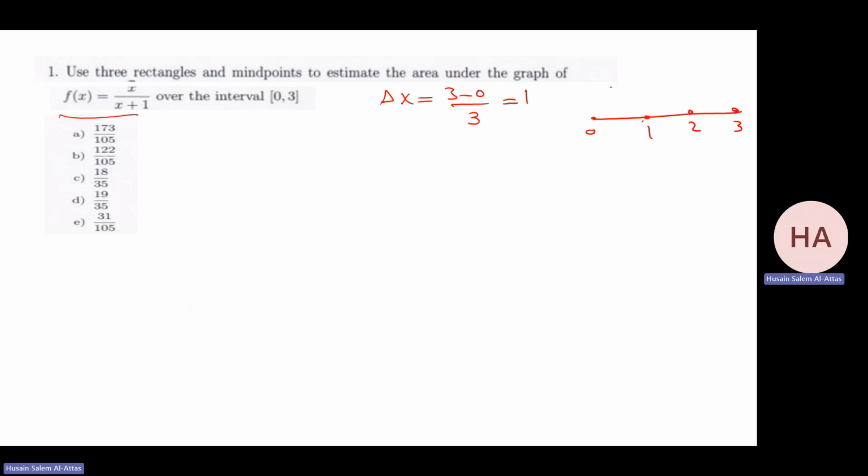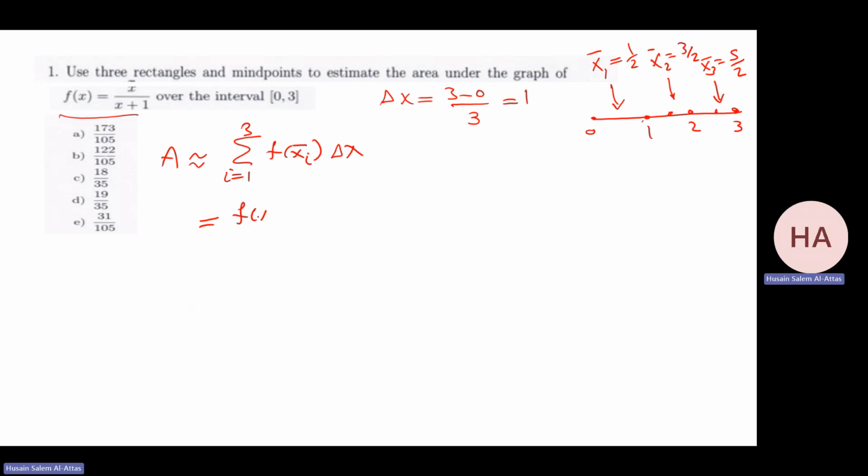So what is the midpoint here? x1 bar, that will be half. Here, x2 bar, 3 over 2. Here, x3 bar, that will be 5 over 2. I think this will be easier. So my area approximation will be the summation i equal 1 to 3 of f of xi bar, which is usually used for the midpoint, times delta x. Delta x is 1, so we just ignore it. So that will be f of x1 bar plus f of x2 bar plus f of x3 bar.